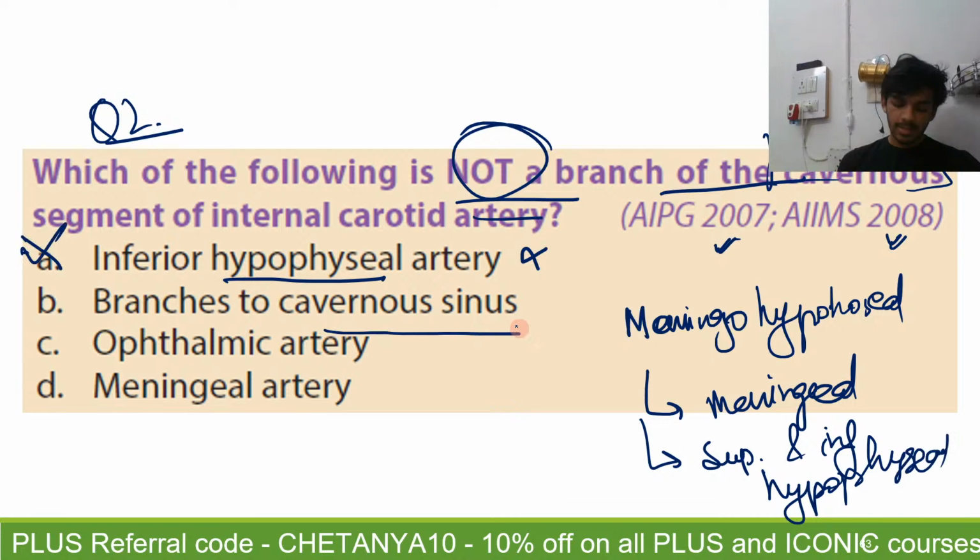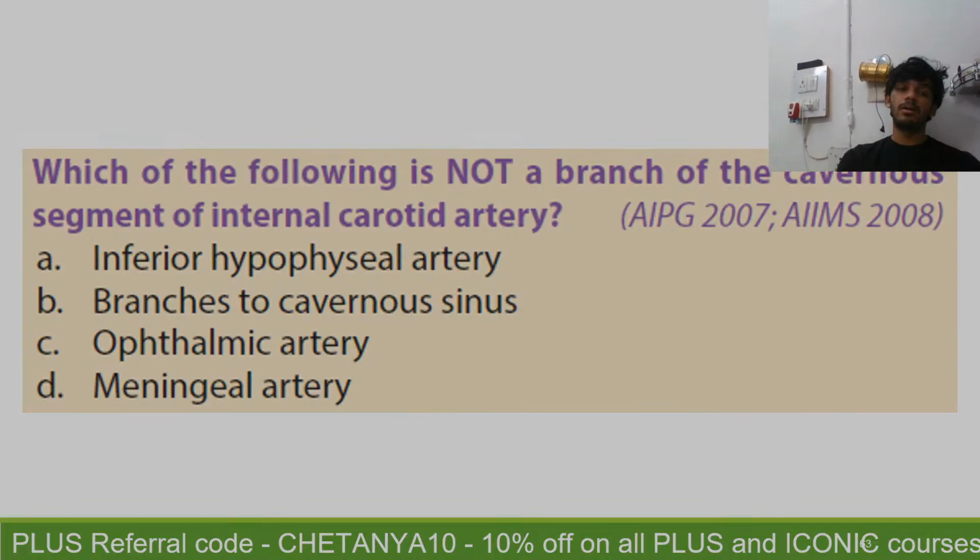You can think of it in this way: branches to the cavernous sinus will obviously arise from the cavernous segment. I told you that the meningeal branches are also here. The only option that remains is the ophthalmic artery. And I told you that the ophthalmic artery is the first branch that comes out after the internal carotid artery leaves the cavernous sinus. So the answer will be ophthalmic.